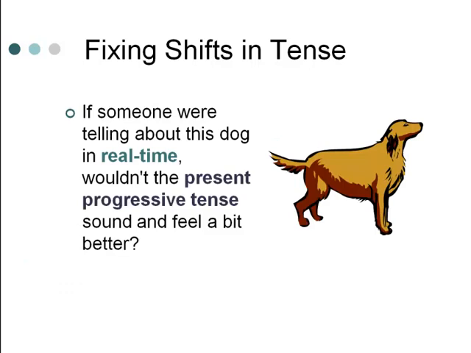All right, let's talk a little bit more about fixing shifts in verb tense. If someone were telling about this dog in real time, wouldn't the present progressive tense sound and feel a bit better? This is just additional food for thought. Now, the previous ways that we fixed this sentence are correct, but let's look at another third option.